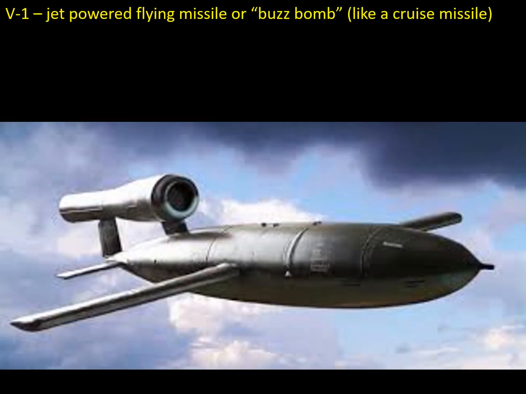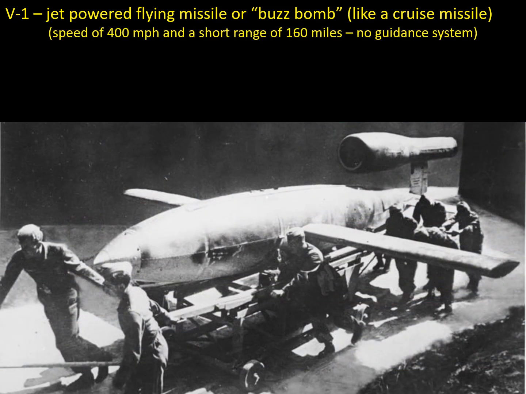The first was the V-1. It was a jet-powered flying missile, or buzz bomb. It's like a crude version of a modern cruise missile. It had a speed of 400 miles per hour, but a very short range of only 160 miles. It had no guidance system. Basically, the Germans would point it toward London and only gave it enough fuel to reach the city. And then when it ran out of fuel, it would fall to the ground, and since it was full of explosives, it would cause a lot of devastation.